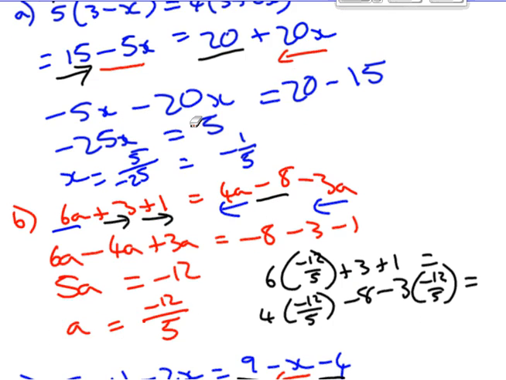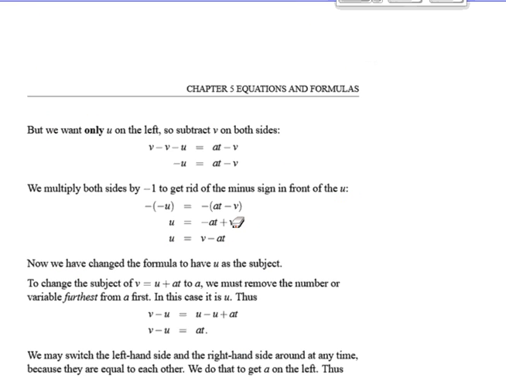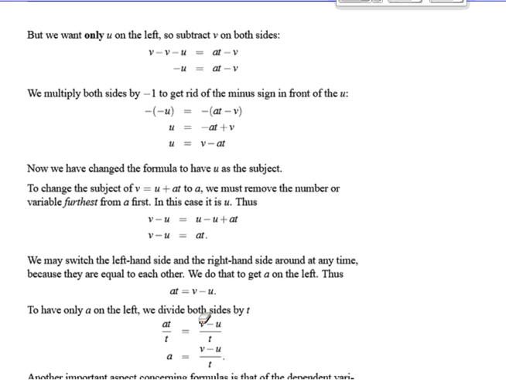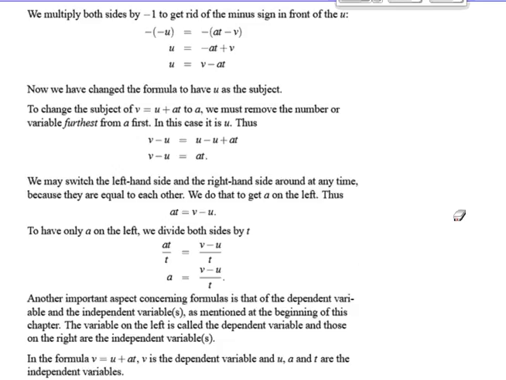If they give you an equation like this, and that's, yeah, AT equals V minus W. No, that is not the initial equation. Ah, here's the initial equation. The initial equation is V equals U plus AT. V equals U plus AT. And they want the A to be the subject of the formula.